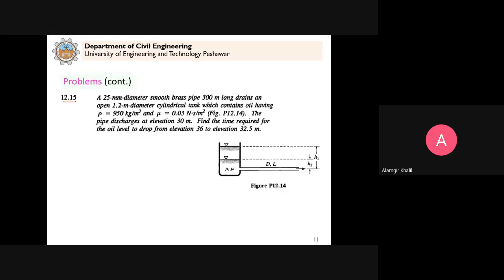Next, this is problem 12.15 in your textbook, chapter 12. A 25 millimeter diameter smooth brass pipe, 300 meter long, drains an open 1.2 meter diameter cylindrical tank, which contains oil having this density and this viscosity. The pipe discharges at elevation 30 meter, meaning here at this point, at this elevation, this is 30 meter.